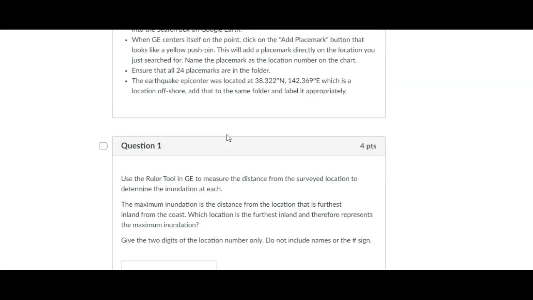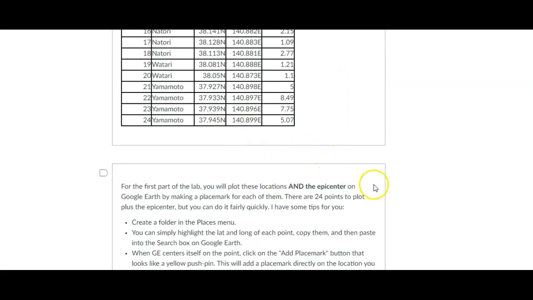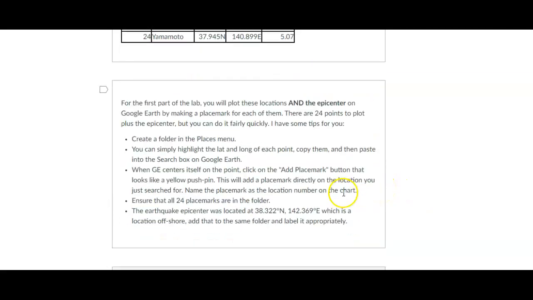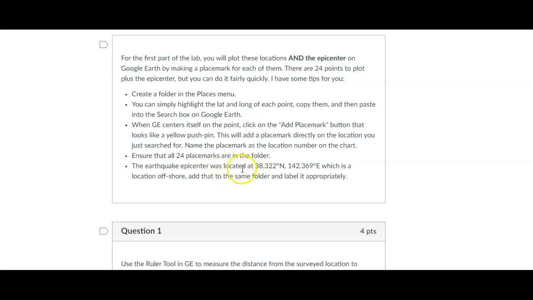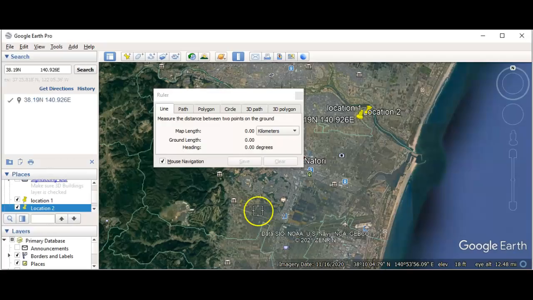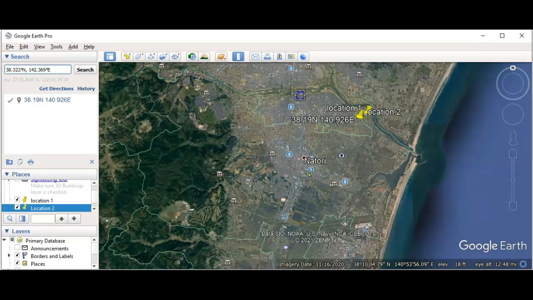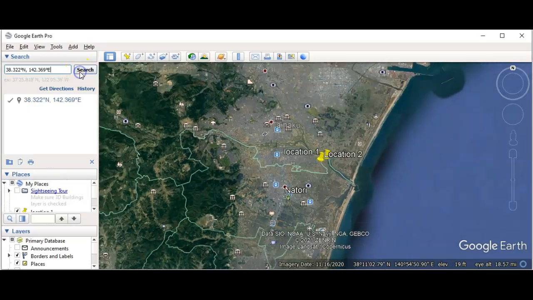The other part that seems to give people some grief is doing the math for sure. So once you plot all 4 of these, you will need the earthquake epicenter also plotted for a question here. So while we're there, you'll want to highlight this, copy that, jump over to our lovely Google Earth. We're going to paste that in there. Let me get rid of this because I'm done with it, and search that.